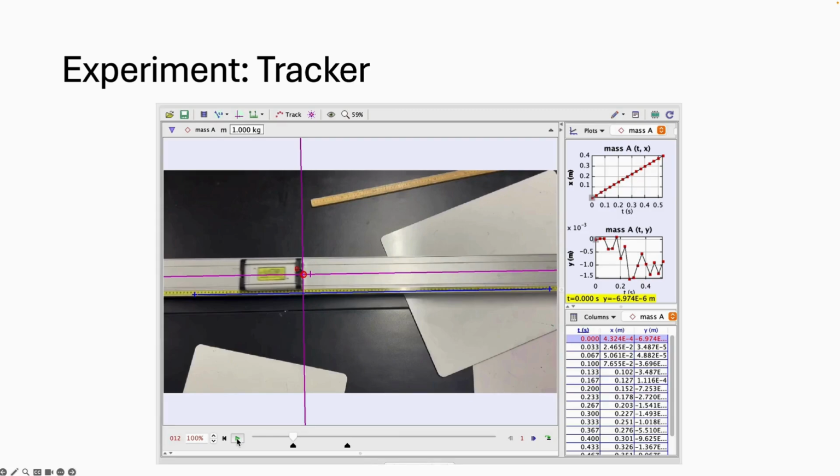Now let's look at the cart's movement. The red dots you will see on the screen are what is being tracked, and I chose to track the front of the cart since it's easy to consistently determine where the front of the cart is.